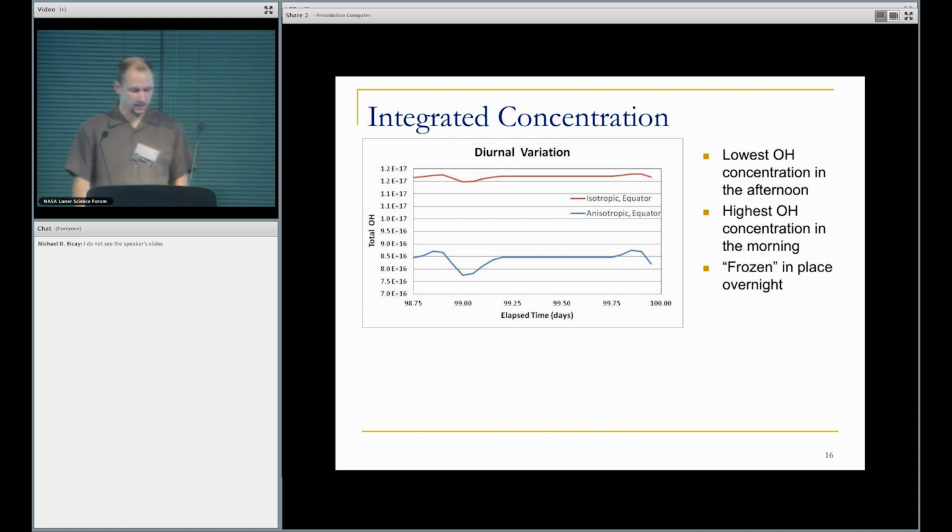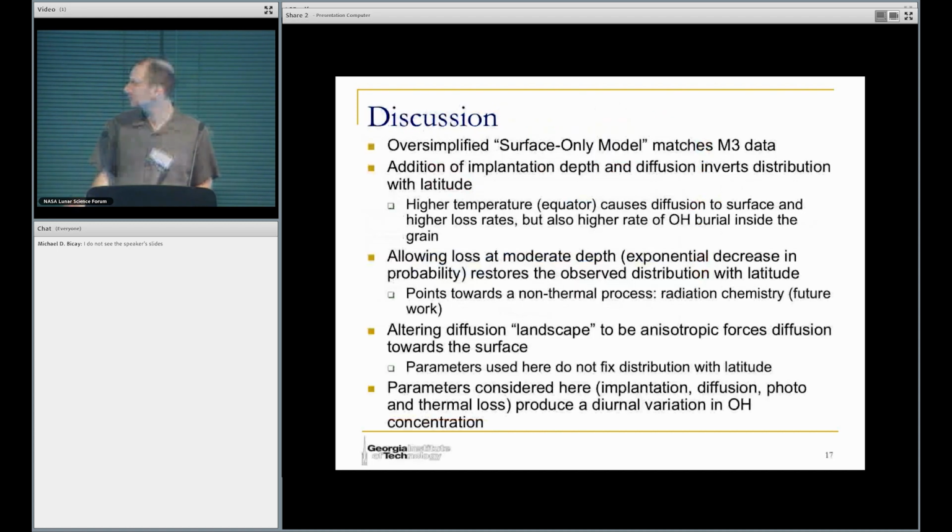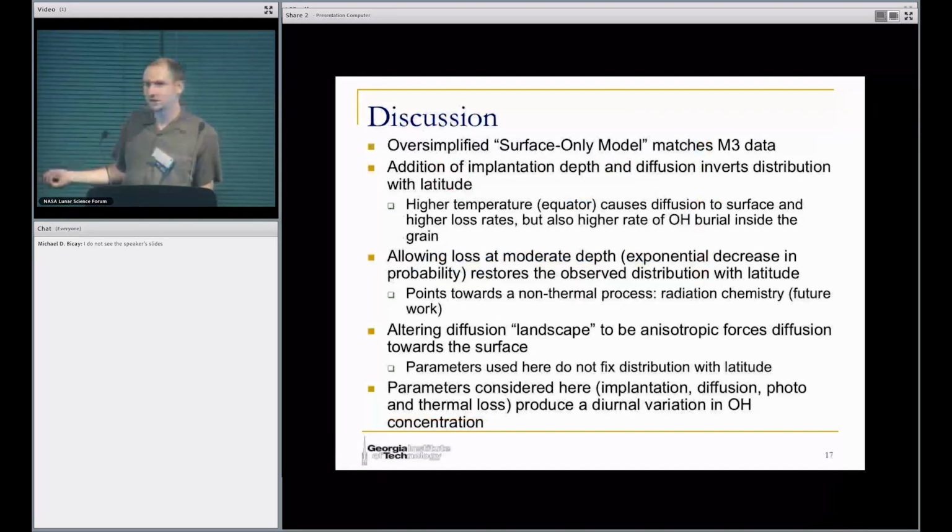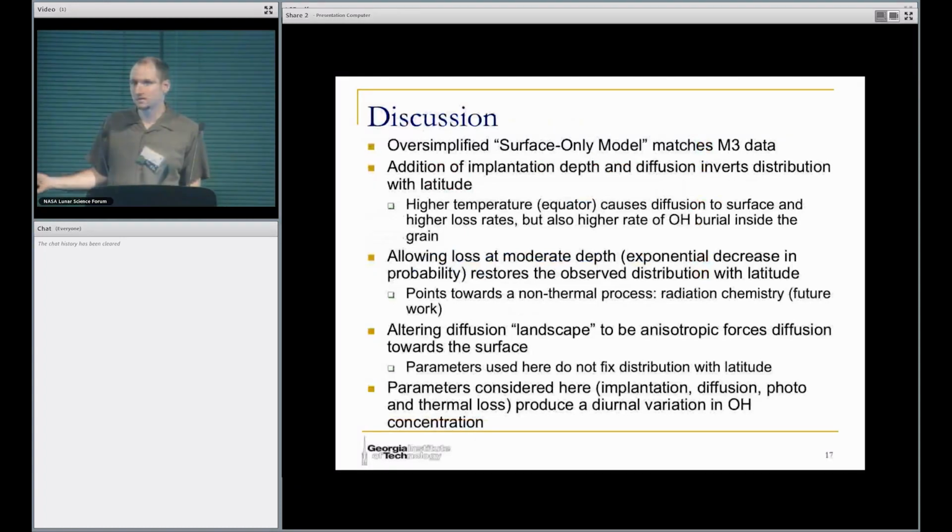But right here I just want to draw attention to the fact that these don't change visibly at all on this scale. So the high latitude would have a very small diurnal variation, but the low latitude in the isotropic, the flat situation, has a small but noticeable variation on these graphs. And the anisotropic, the landscape or surface preferential diffusion, has a huge variation throughout the day.